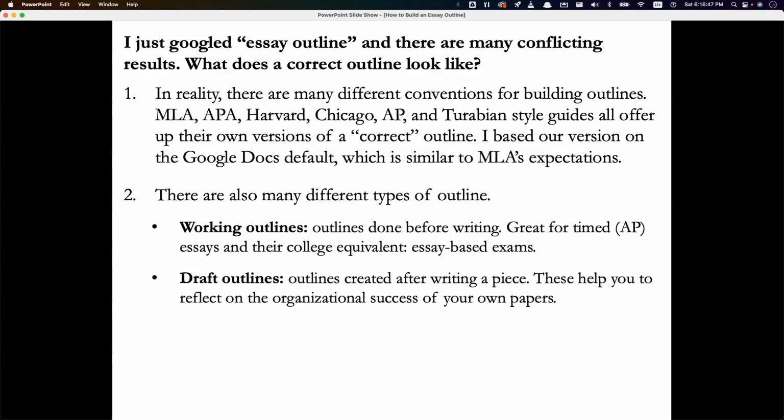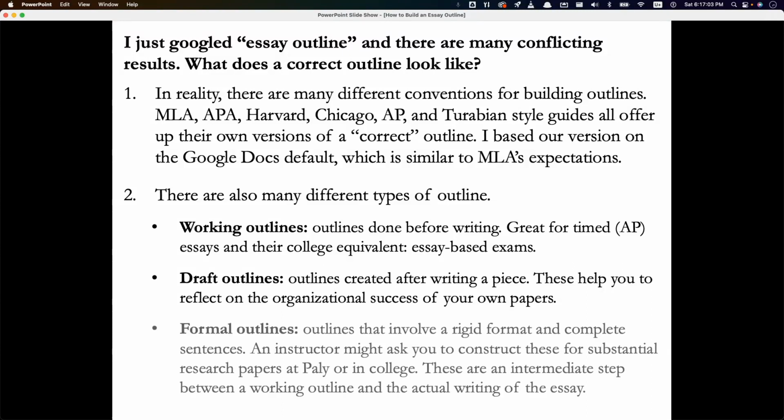There are also draft outlines. Draft outlines are outlines that you create after writing a piece. These can help you to think about how you organized your paper and also help you think about how you might revise if you need to engage in revision.